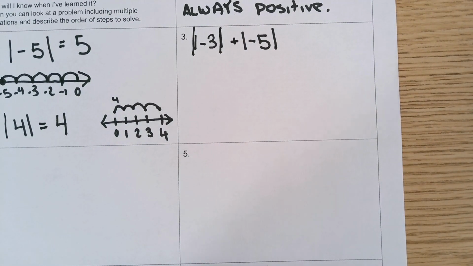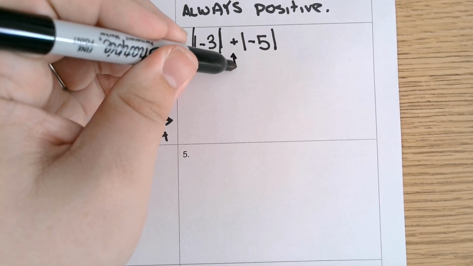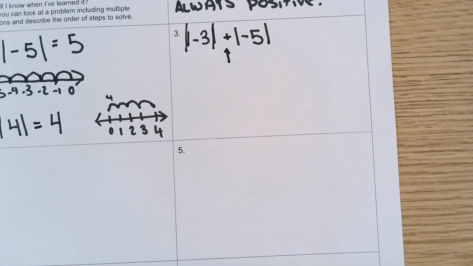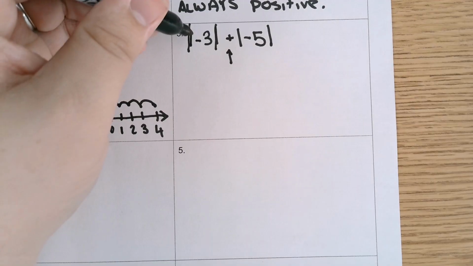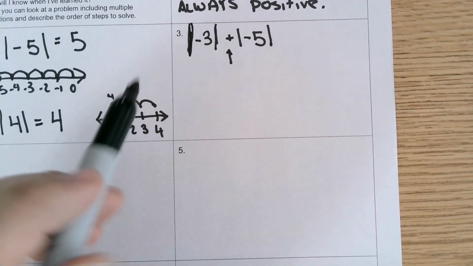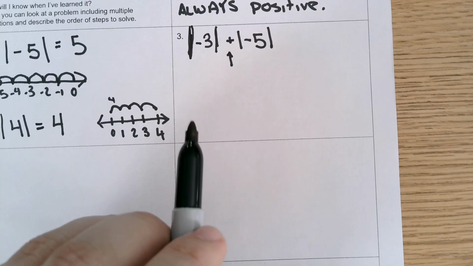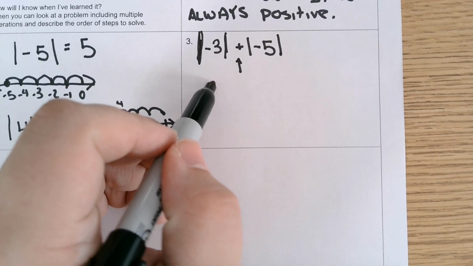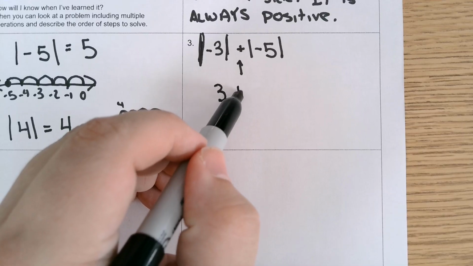But the thing to know is that if you have your operation outside of the absolute values, you have to take the absolute values first. Okay? It's very important to know. If your operation is outside the absolute values, you must take the absolute value first. So the absolute value of negative 3 is positive 3. Our operation is addition.